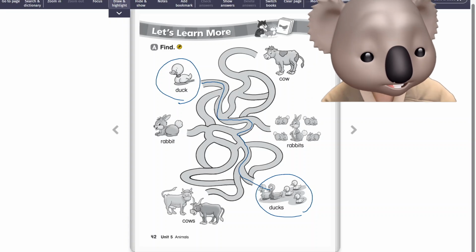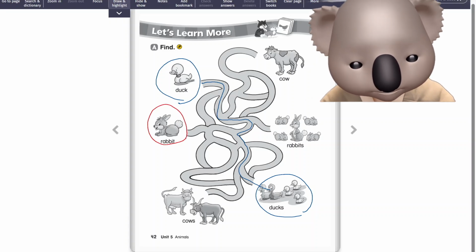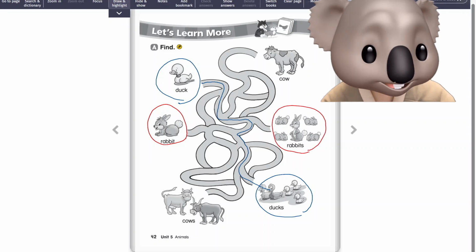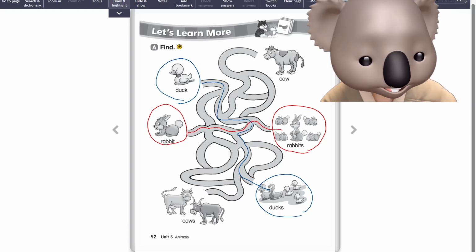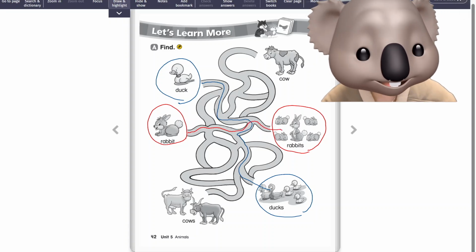Now let's go to the rabbit. We have 1 rabbit here and many rabbits here. Let's start here. Go here. 바로 찾았네. We found it right away.